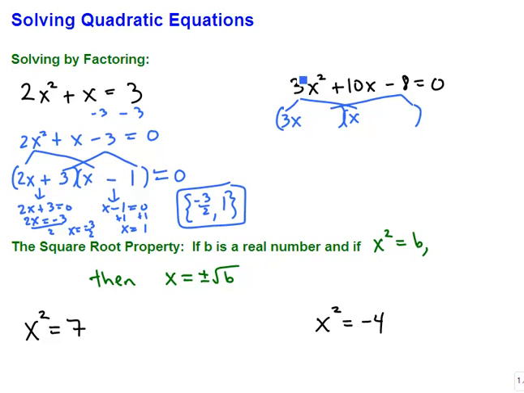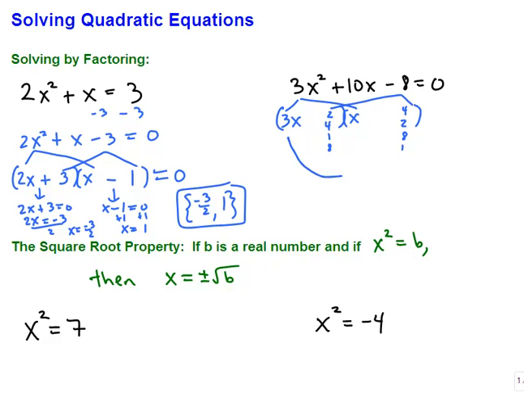So since this leading coefficient is not a 1, there's going to be a couple choices that we might need to consider here. So let's consider how to get 8. We could do that with a 2 times 4, or in the opposite order, 4 times 2, or we could do 1 times 8, or 8 times 1. So those are all of our choices.